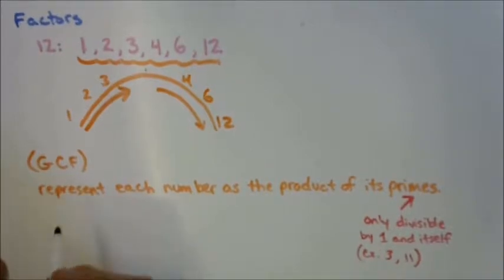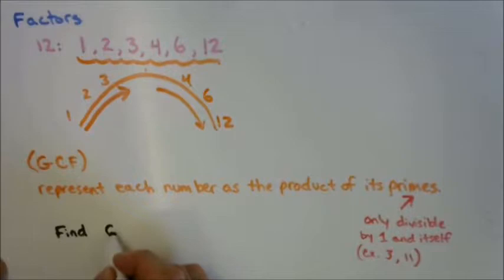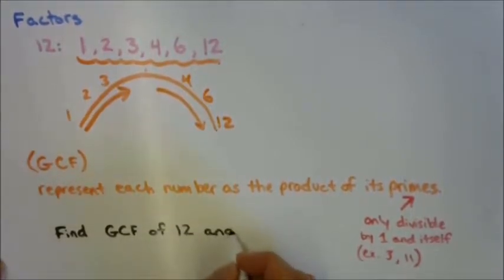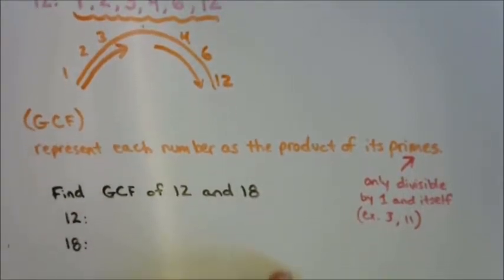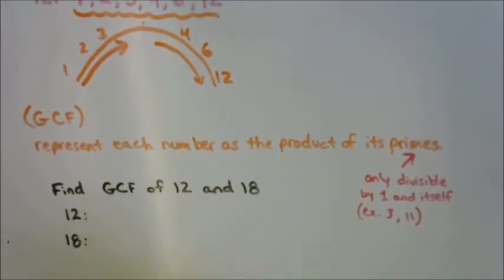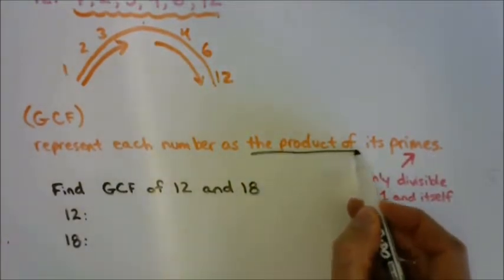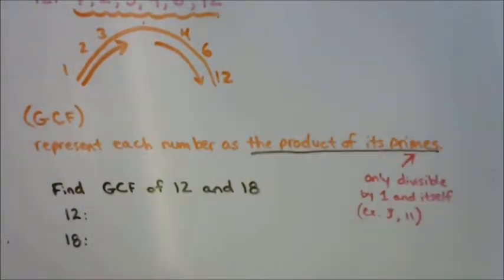of its primes. So look at what happened. We want to find the GCF of 12 and 18. So we're going to take the number 12 and the number 18, and we're going to represent them as the product of their primes. So we're going to break them down as small as we possibly can, and they're going to be a product. So we're breaking them down into their factors.